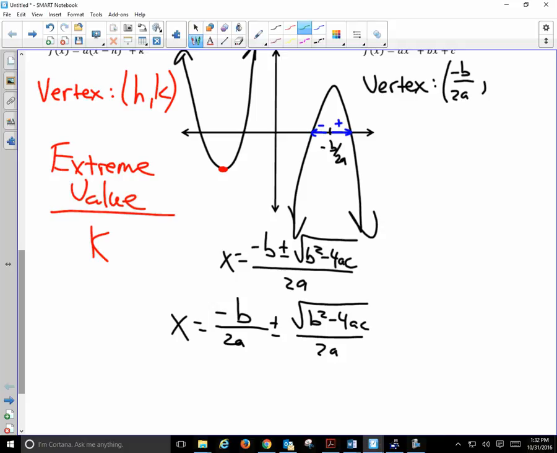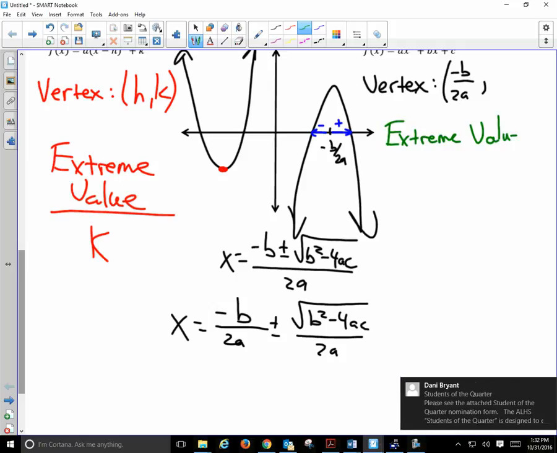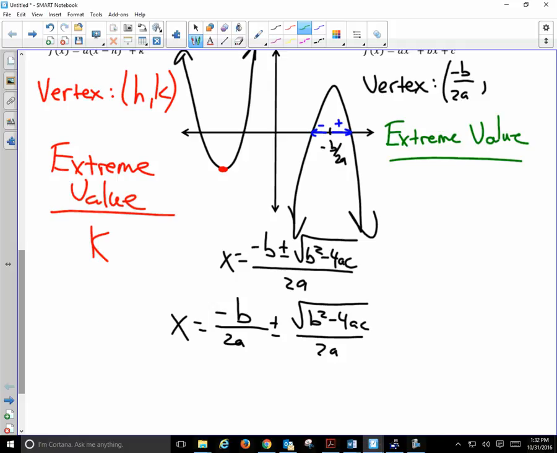So, all right. The extreme value is going to be the y value. How do we find the y value of the vertex if the x value is negative b divided by 2a? Yeah, you're going to plug it in. F of negative b divided by 2a. So the extreme value is f of negative b divided by 2a. And we'll get to that application later on.